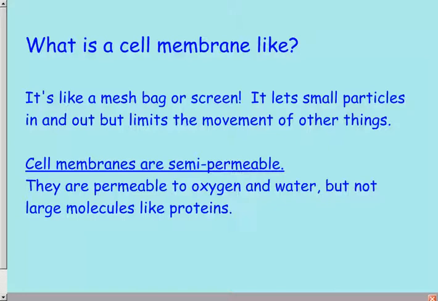So cell membranes are selectively permeable or semi-permeable. Those terms mean the exact same thing. And what's great is that they let oxygen and water go in without any effort. It just goes right through, just like water or air would go through a screen.